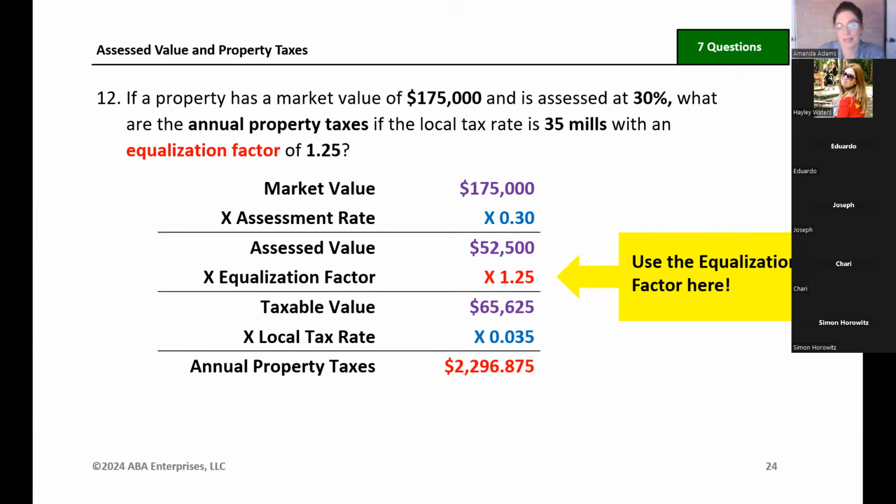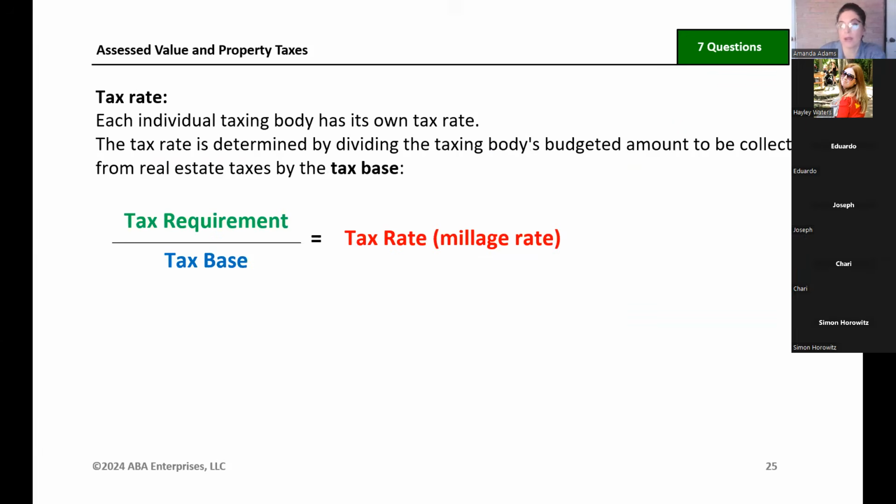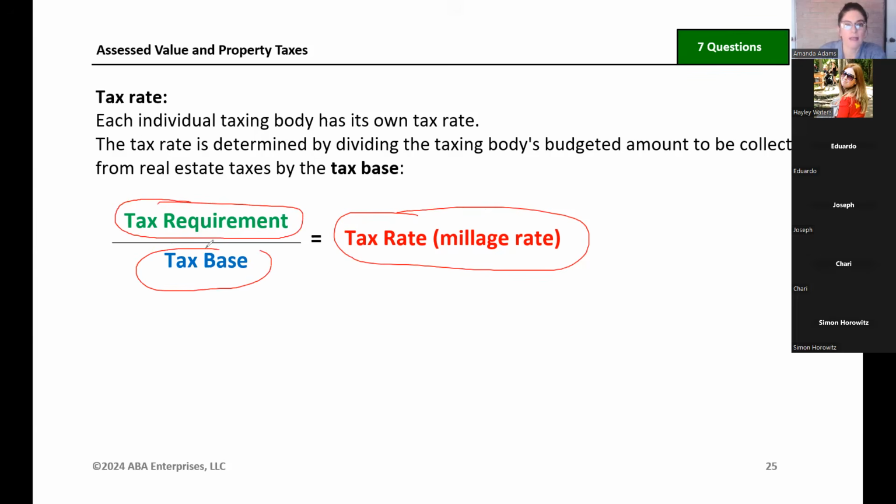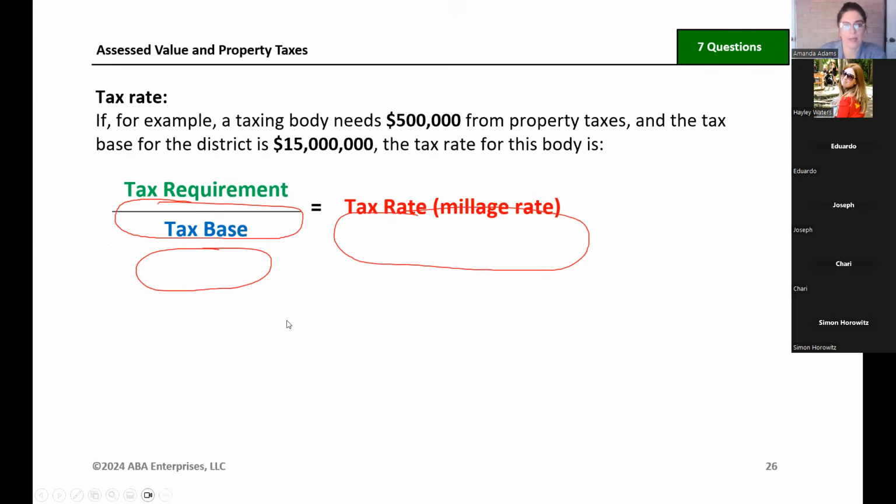All right, so I've got one more thing to cover with you, and then we're going to do some practice problems, okay? We also need to know how to calculate the tax rate or the millage rate. So how do we come up with this tax rate or millage rate? Basically, we're going to take the tax requirement and divide it by the tax base. Okay, the tax requirement divided by the tax base.